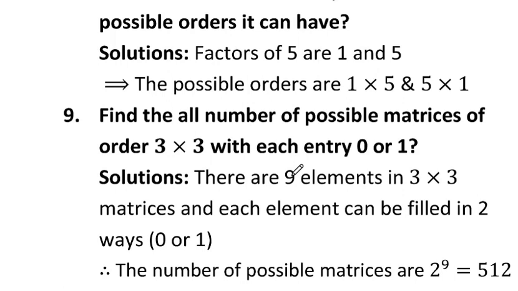That means 2. How many entries are there? 9 entries are there. That is 2 into 2 into 2, 9 times. That's equal to 2 to the power 9. And 2 to the power 9 is equal to 512.